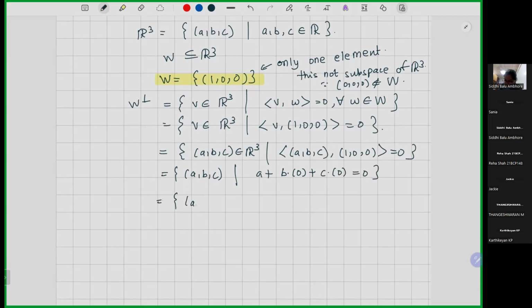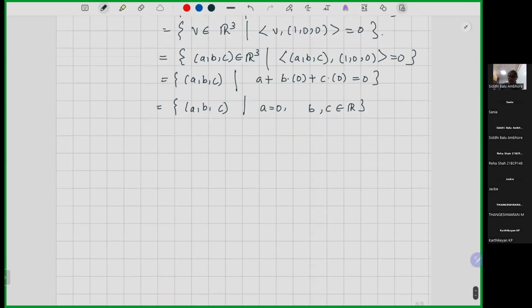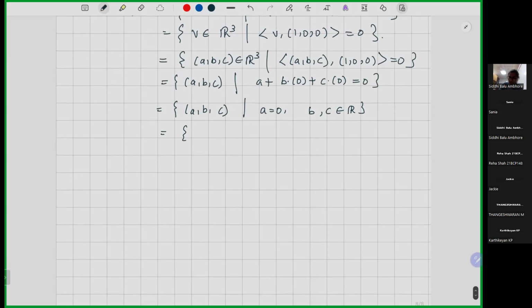So it is like (A, B, C) such that A is 0 and B and C could be anything in R, because they are independent, since they are getting multiplied with 0. So it is of the form (0, B, C) where B and C are in R. And now this is a subspace of R3, right? This is a subspace of R3 of dimension 2.